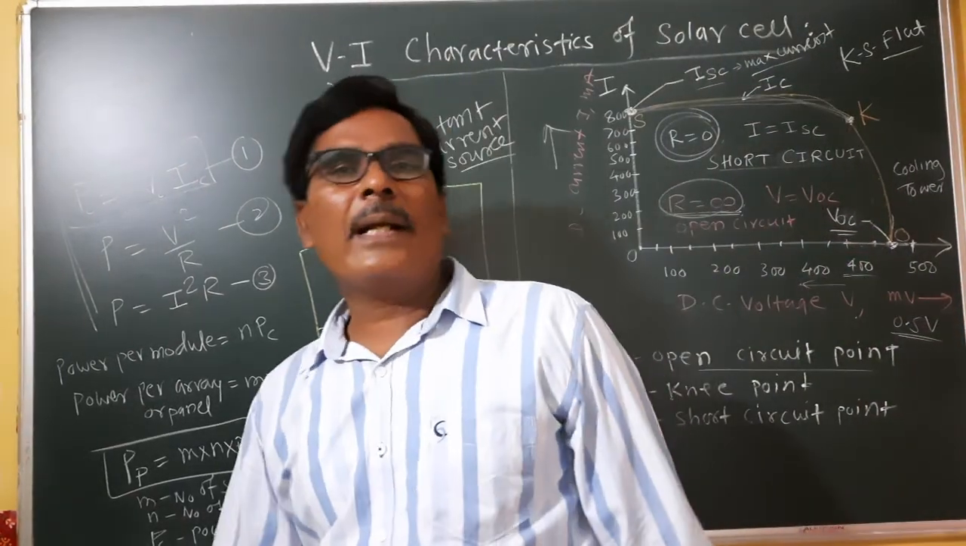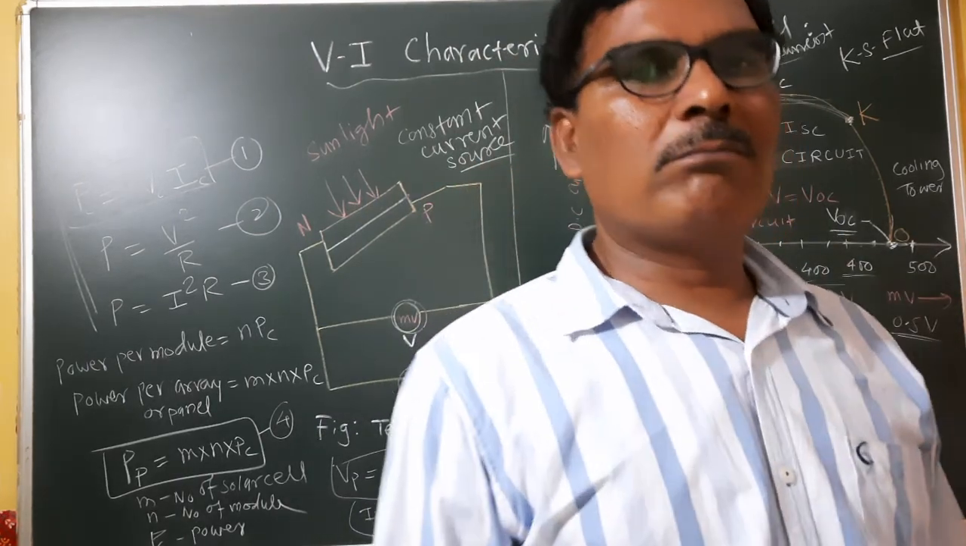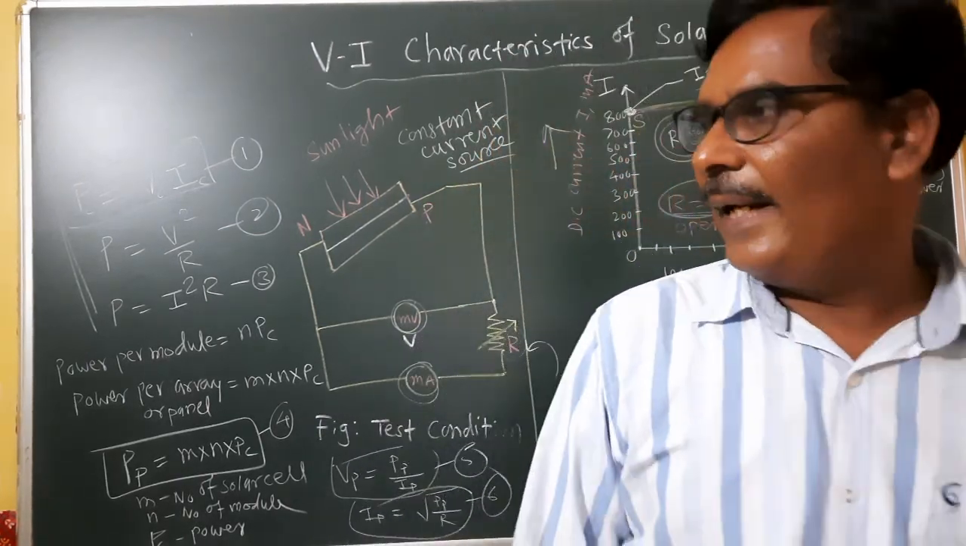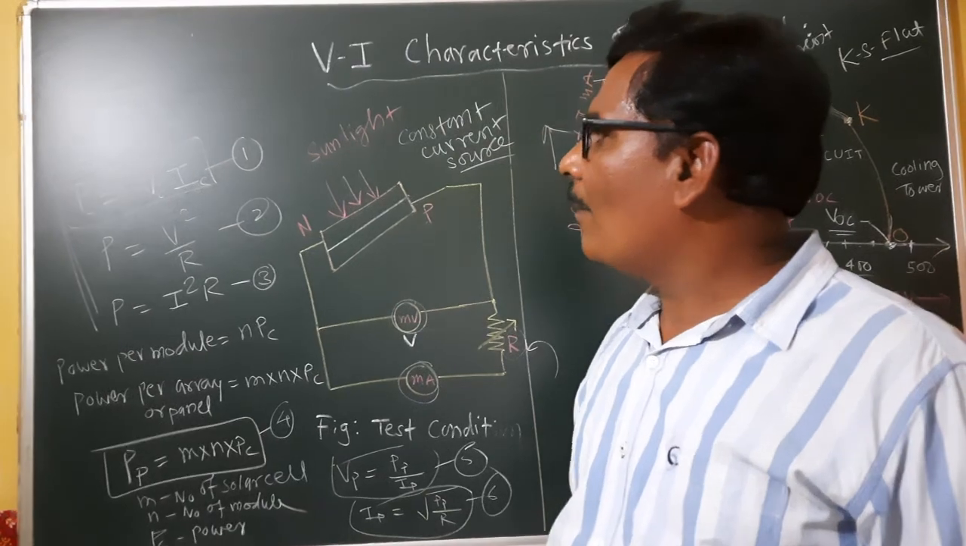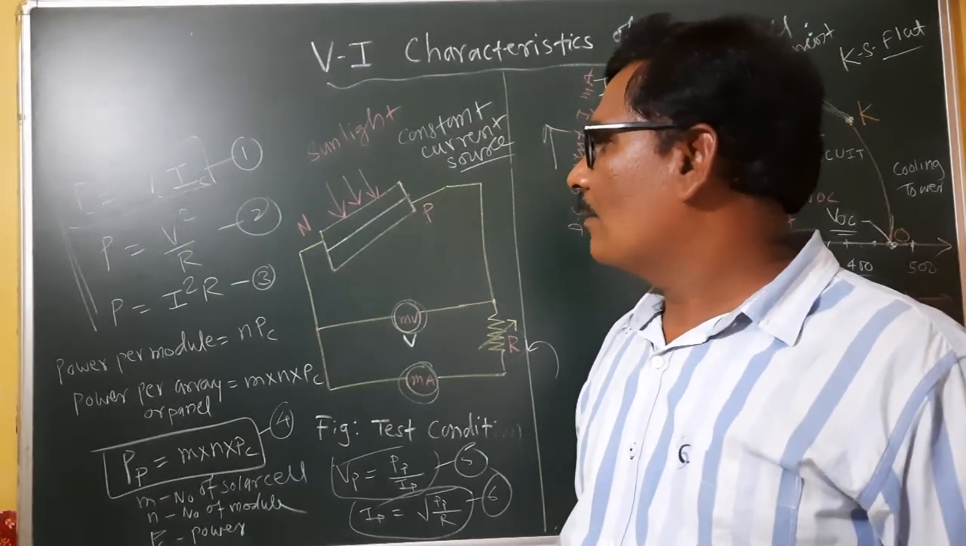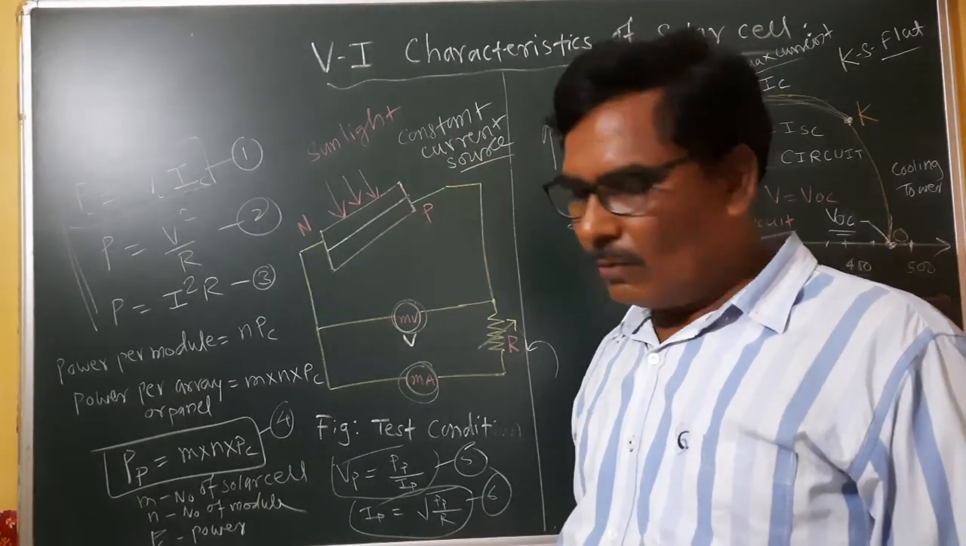So the VI characteristic is very important. Understand? And after that we will solve some problems on these formulae of the solar cell.